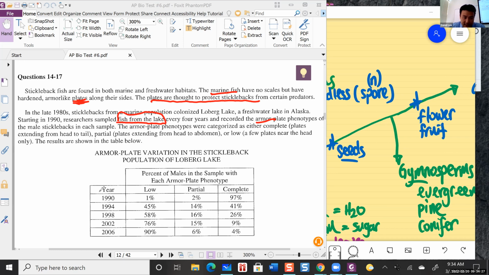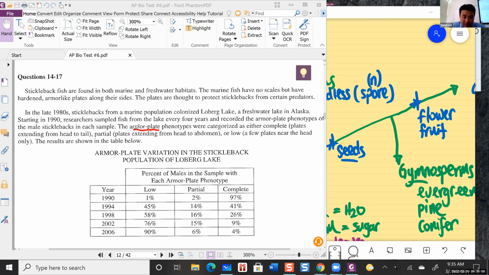So if you look at this, starting from the first time they sampled, 1990s, the armor plate is low. And over the time, you see there's more and more armor plates, right? So presumably the marine fish migrated to the lake, the freshwater. So with armor plates coming in, there's more and more armor plates. Yeah, so that's it. So these are low armor plates. These are complete armor plates. Actually, let me see, I didn't read that. So low, partial, complete armor plate. So there's 3 types of armor plate.